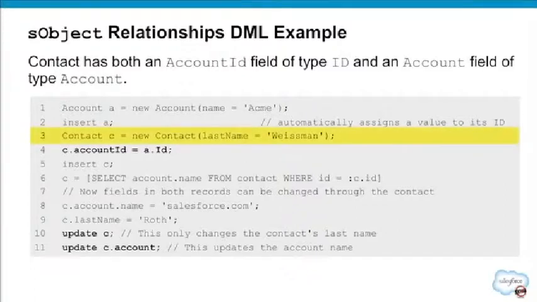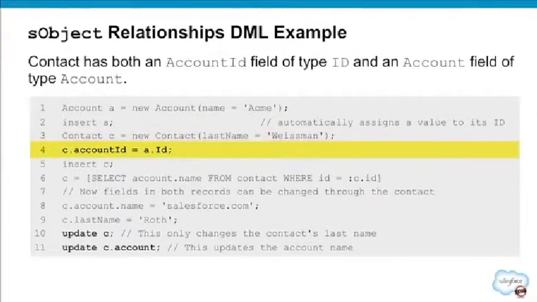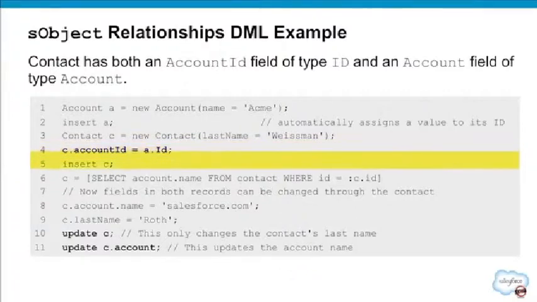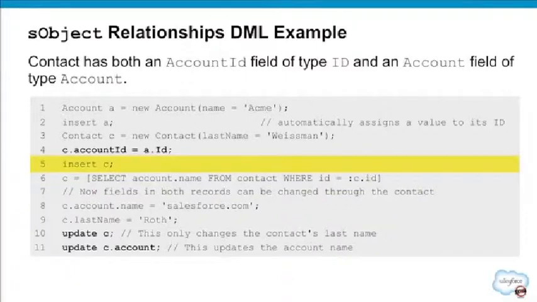So our account A now has a populated ID field from the database. Now in line 3, we're going to create a contact record. Once again, this exists only in memory. On line 4, we associate this contact with this account. We set our account ID field on the contact equal to the generated ID on the account. And then on line 5, we insert our new contact. So now we have a contact associated with the account.